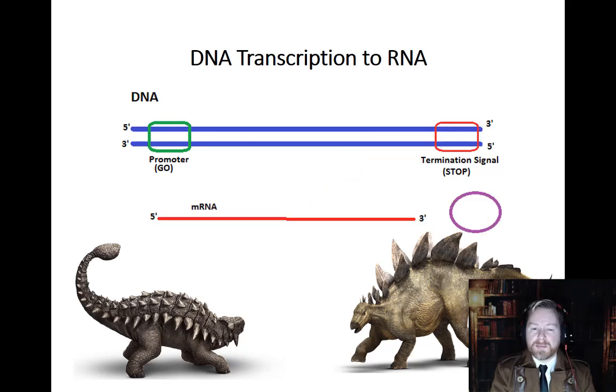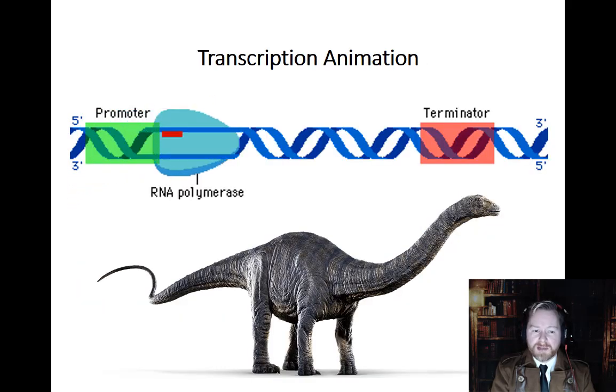Now, if this needed to be copied multiple times, there'd be another RNA polymerase right behind the first one, and so forth and so on, making as many copies as we needed. And generally, it's a lot. We usually need a lot of copies. Well, this messenger RNA is now ready to go off into the cytoplasm.